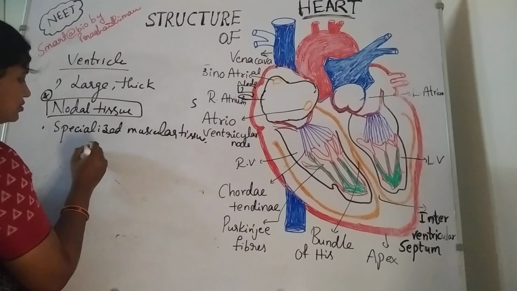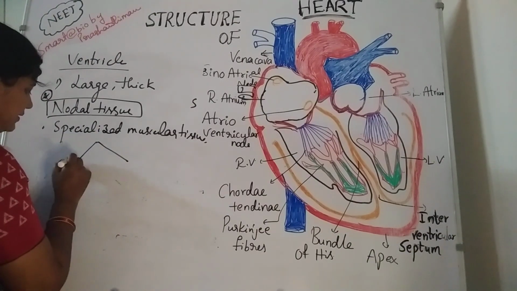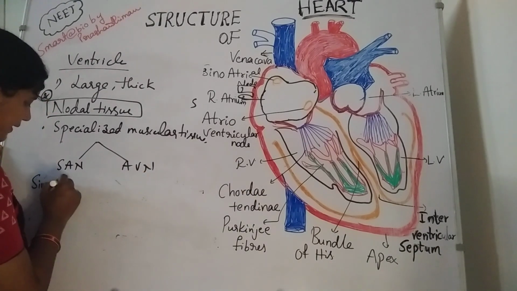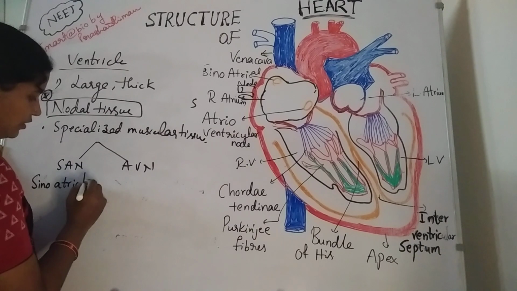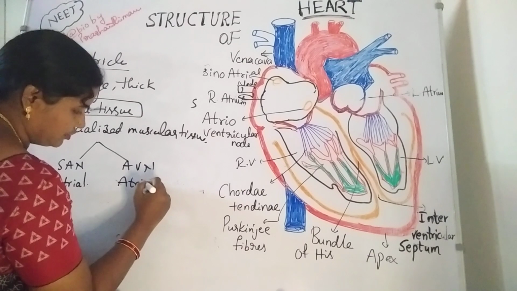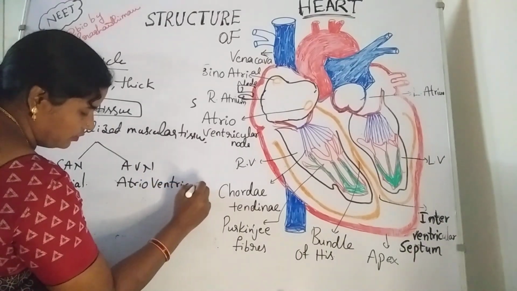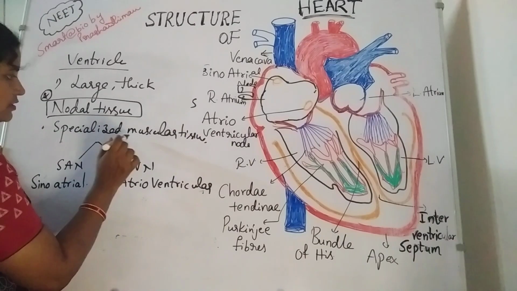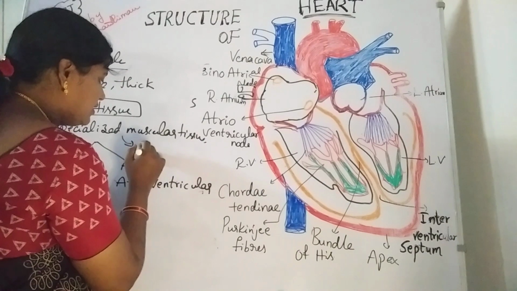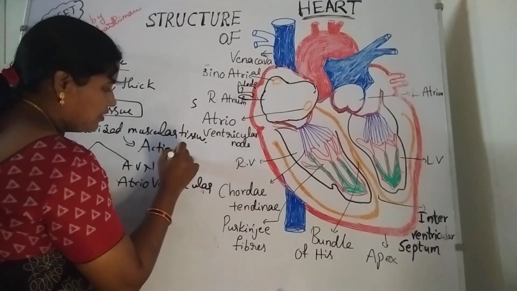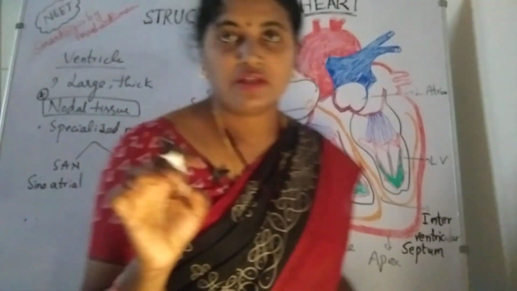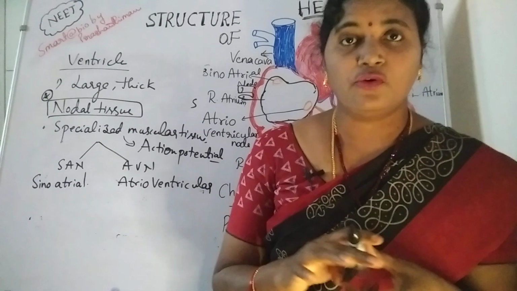So these nodal tissues are of two types. One is SAN, another one is the AVN. SAN means sinoatrial nodal tissue, and this is atrioventricular nodal tissue. These tissues are responsible for the production of action potentials. Action potentials means electrical impulses, just like a motor.